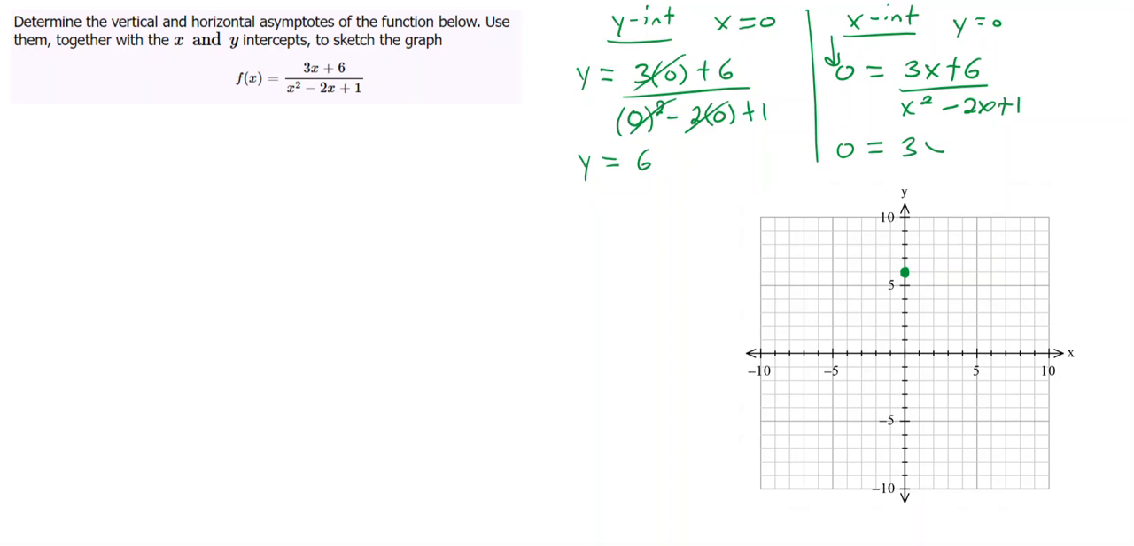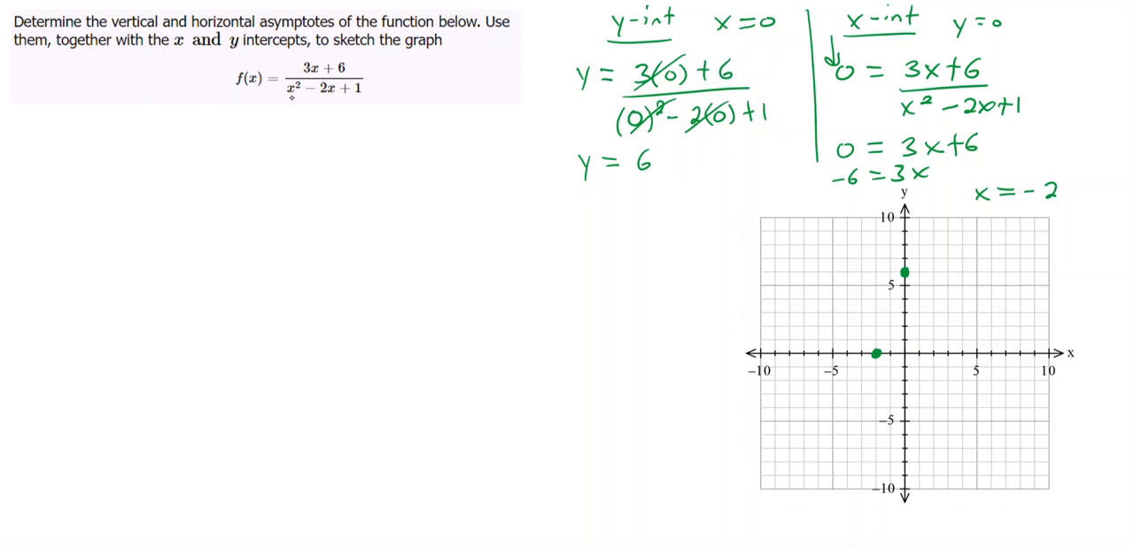So 0 is equal to 3x plus 6. We'll subtract 6, so we get negative 6 is equal to 3x. Divide by 3, so we get x is equal to negative 2. All right, so let's put that one in. So negative 2. Okay, so we're starting to piece this together.